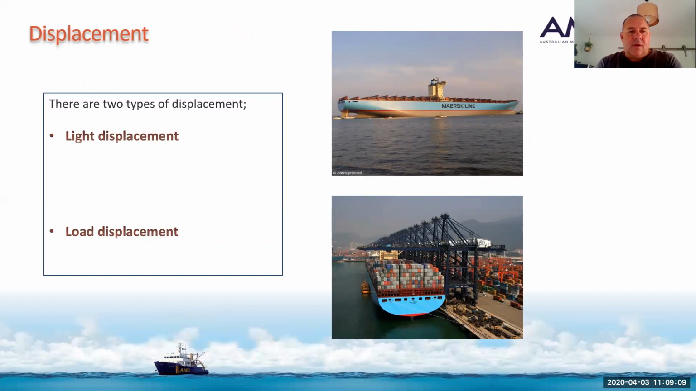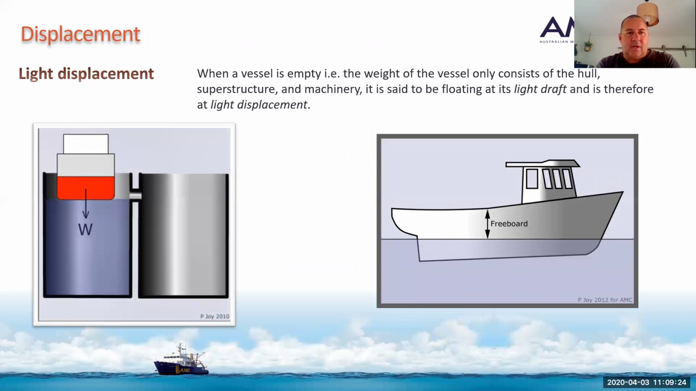All right, so there are 2 types of displacement. We've got our light displacement. You can see by the Maersk there it's got no cargo on it, so the load line is very high. Then our loaded displacement is the other one, where all the cargo is put on board. So the light displacement is when a vessel is empty, i.e. the vessel only consists of the hull, the superstructure and machinery. It is said to be floating at a light draft, and therefore it's light displacement.